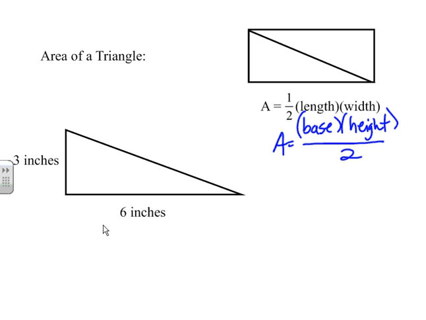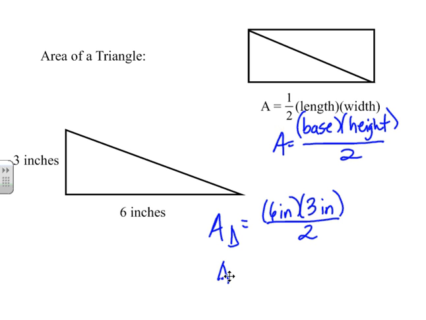So if we're looking at this triangle here, 3 inches by 6 inches, we would say the area of our triangle is equal to 6 inches times the height, which is 3 inches, and we're going to divide that by 2. So 6 times 3 is equal to 18. 18 divided by 2 is 9. So we have 9 inches squared.